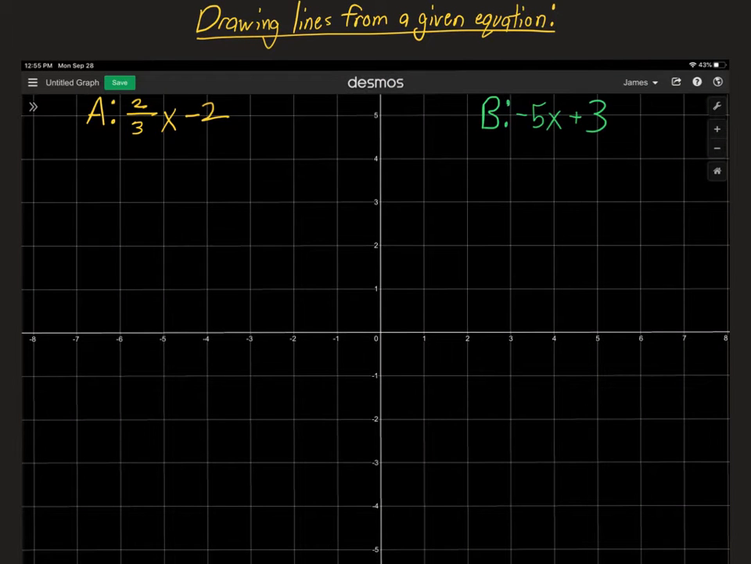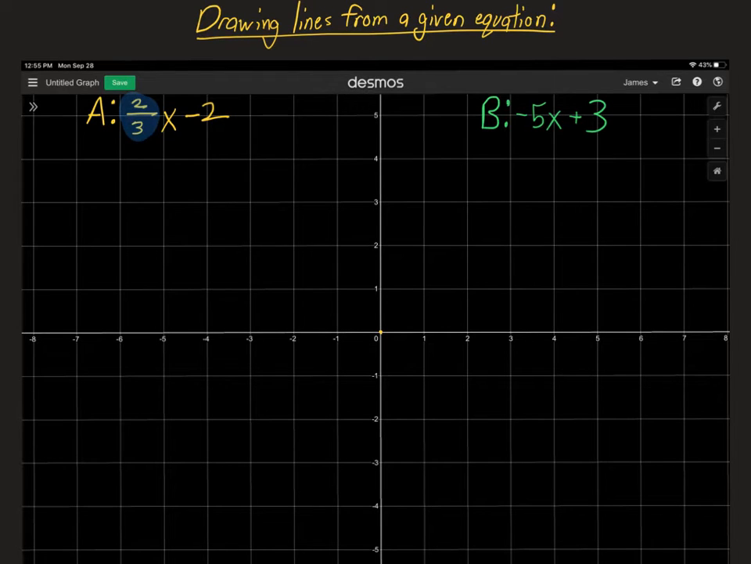Let's dive in. Drawing lines from a given equation. This is exactly what we've been doing, just in reverse. So this should seem pretty straightforward, you guys. Let's look at it. If I was to start with this equation A, and I start with my slope, 2/3, I could count. Where would I start my slope if there is no line here to begin with?